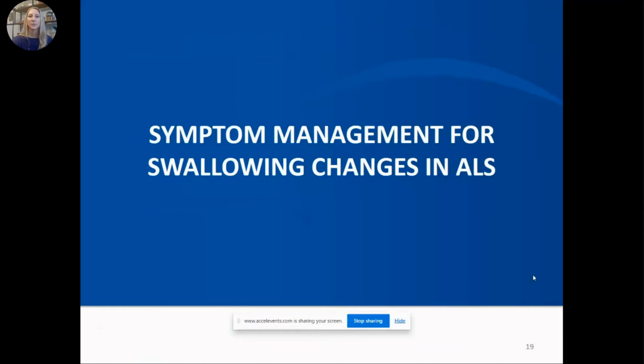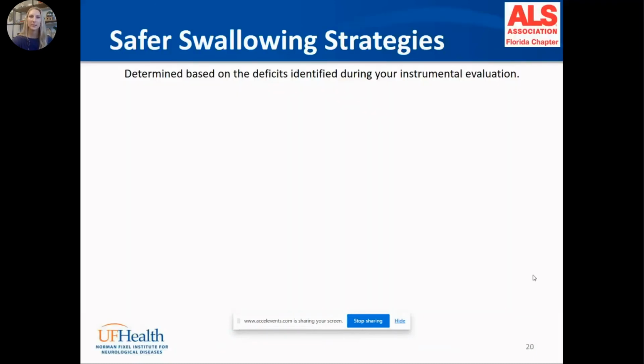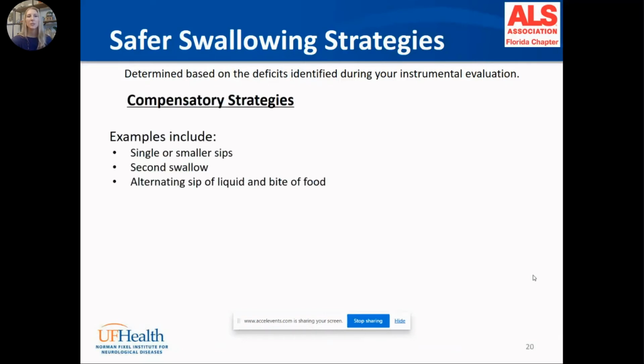What can we do for these swallowing changes that occur in ALS? We always recommend an instrumental evaluation because our recommendations are personalized to what we see there. And like I said, it can change. So we want to see you every 3 months, but here's some examples. We might do compensatory strategies. These might include single or smaller sips, second swallows, or alternating bites and sips of food.